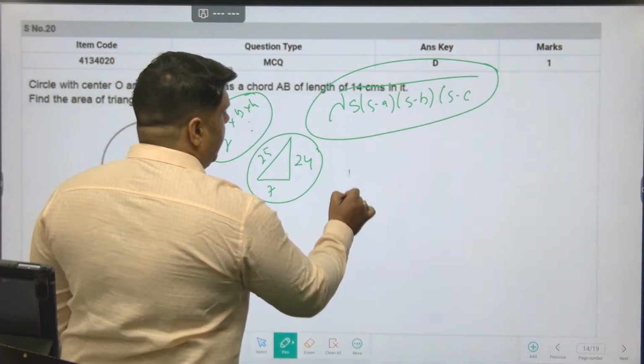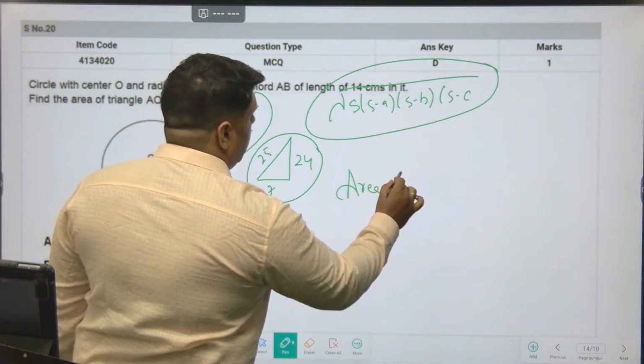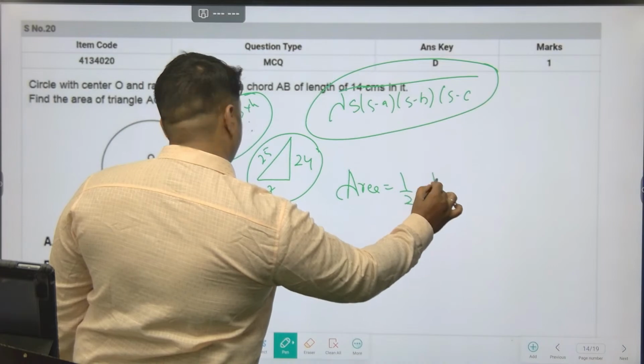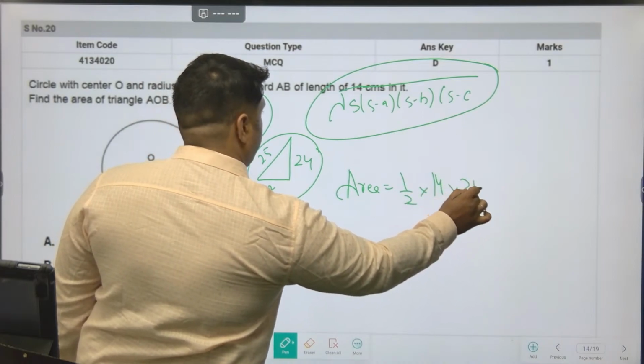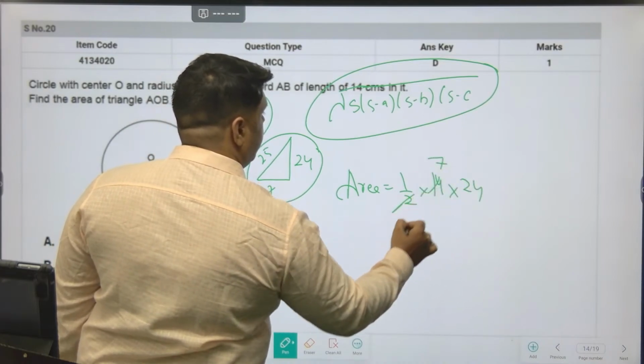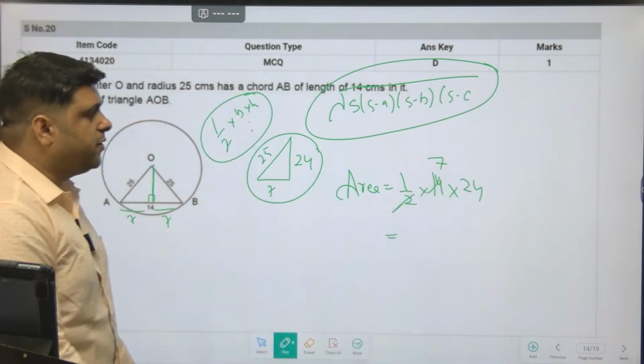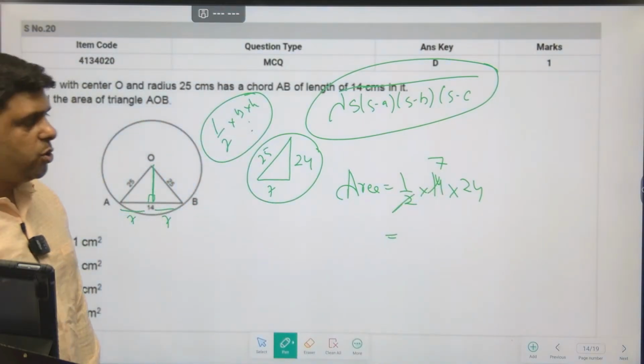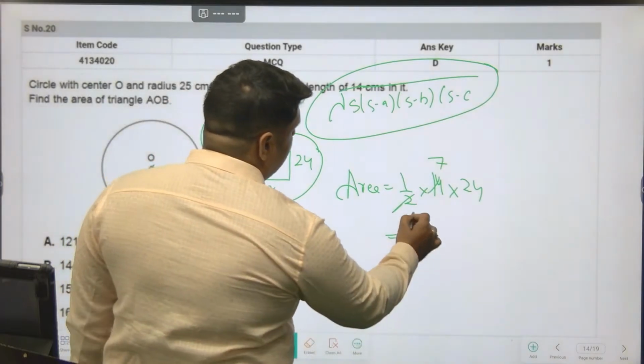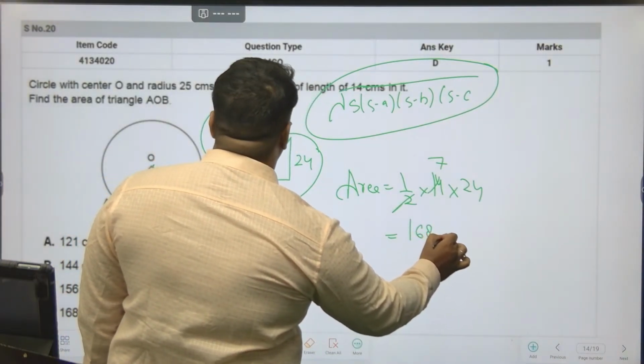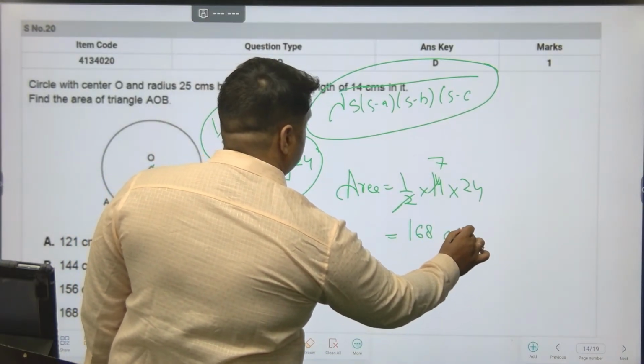So its area is going to be half into base, which is 14, and 24. So 7 into 24 is equal to 7 4 28. Then it is going to be 168 centimeter square.